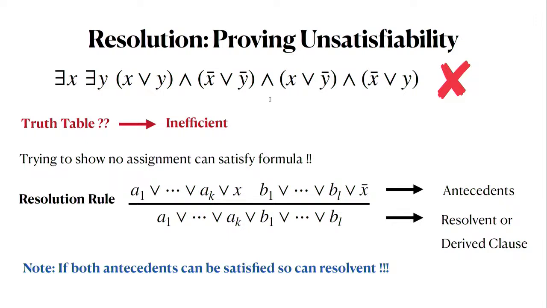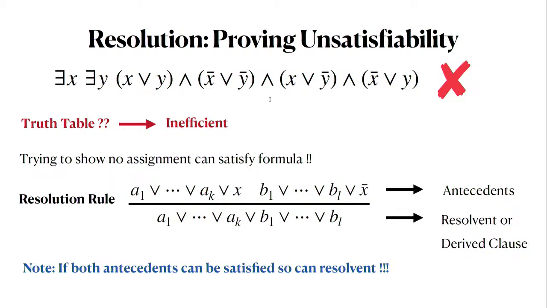Why is that so? Suppose I look at the two clauses in the antecedents. If there is any assignment which satisfies both of them, it must be that one of the a's or one of the b's is true, because no assignment can have both x as 0 and x as 1. I am allowed to choose only one value of x.